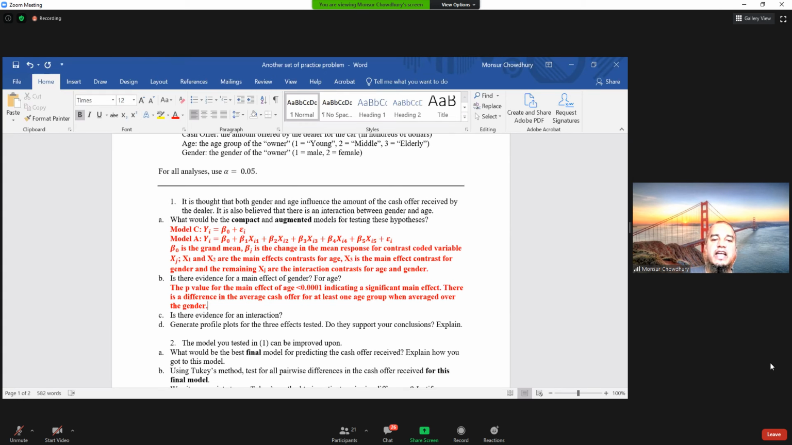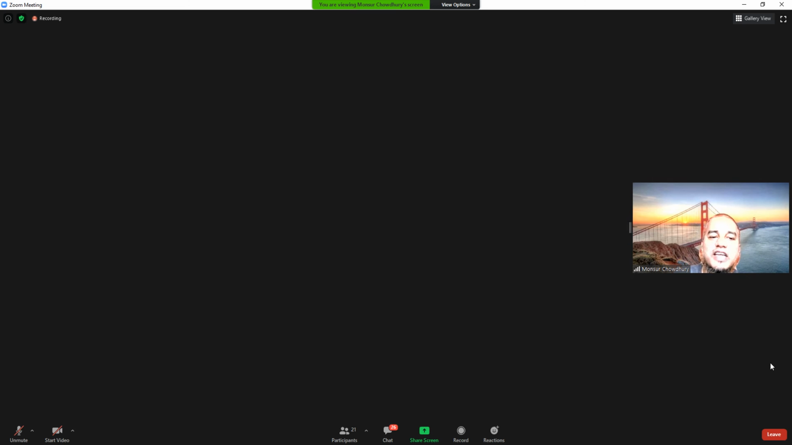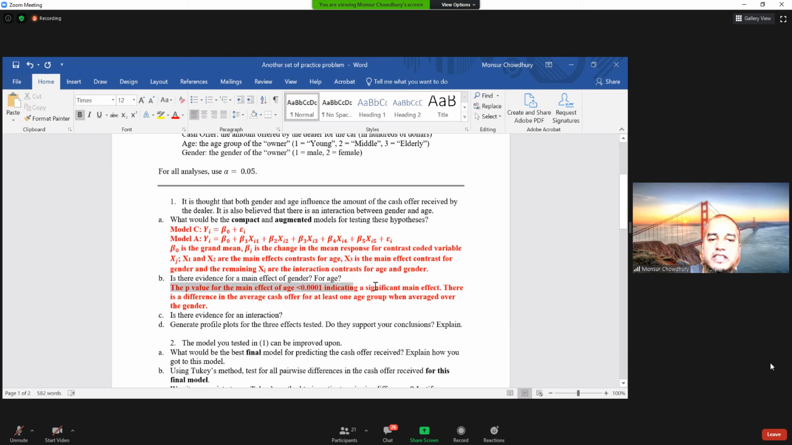Keep in mind here, I can ask two questions, but I just ask one question. So for your questions, that part is fine. But if I ask you what the main effect tells us, or what the interpretation of the main effect is, this is the interpretation: there is a difference in the response. In our case, the difference in the average cash offer, which is our response variable, for at least one age group when averaged over the other factors.